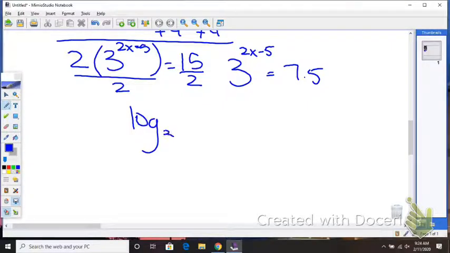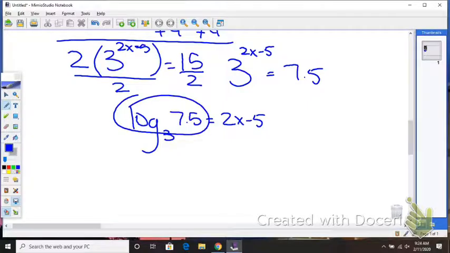So log base 3 of 7.5 equals 2x minus 5. So what's going to happen with this problem is I'm going to do change of base over here and get some decimal, and then I'm still going to have to solve for x. So I'm going to set whatever I get equal to 2x minus 5. So in my calculator, I'm doing log of 7.5 on the top. Don't forget your parentheses. Divided by log of 3. And I get 1.83.